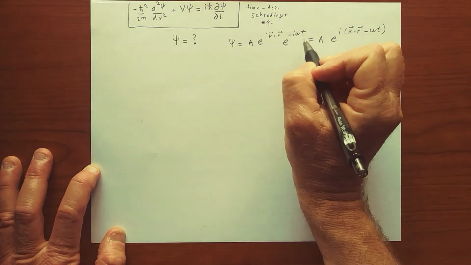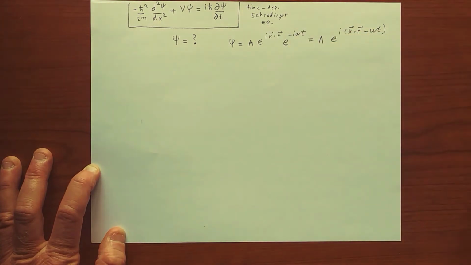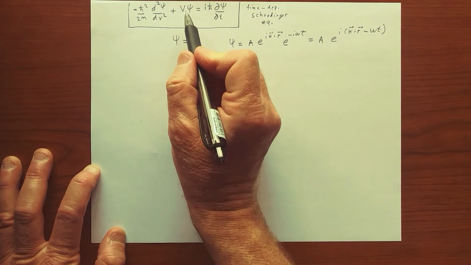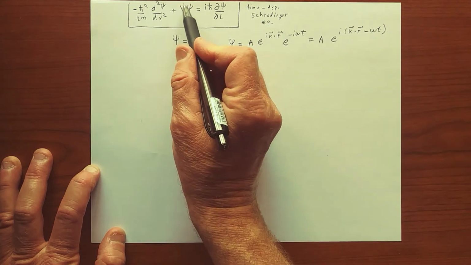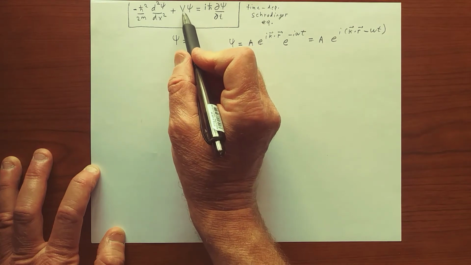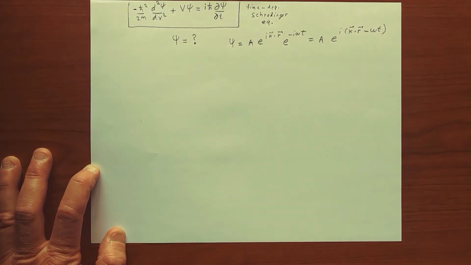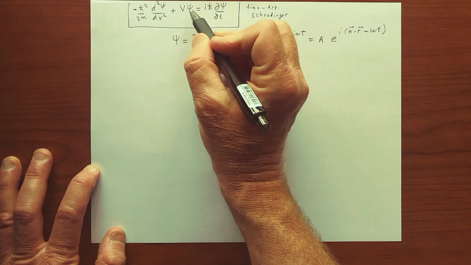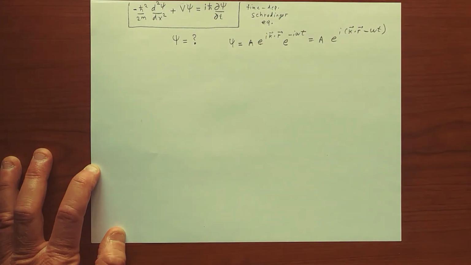So this was a free particle, so this term was missing, but more generally, if we don't have a free particle, we have some potential that's not zero, then the time-dependent Schrodinger equation looks like that.